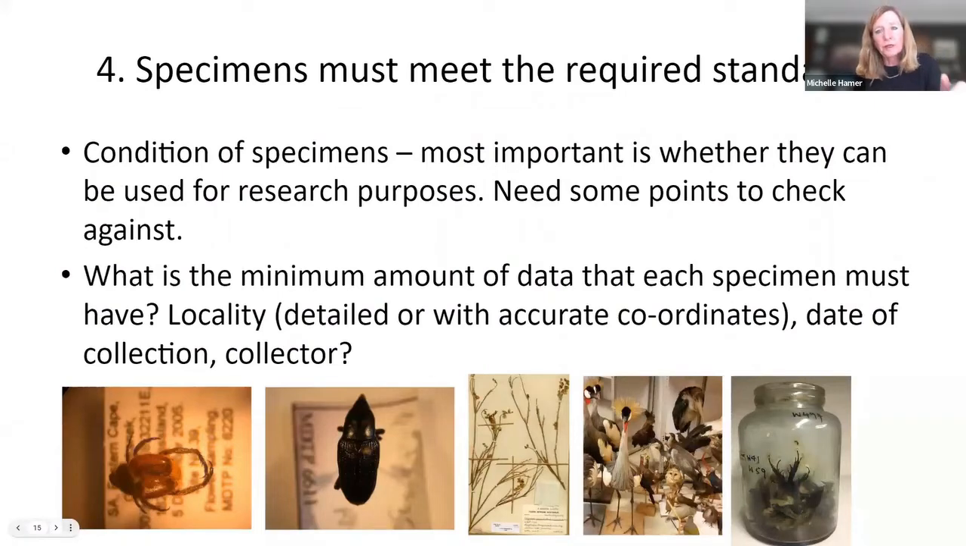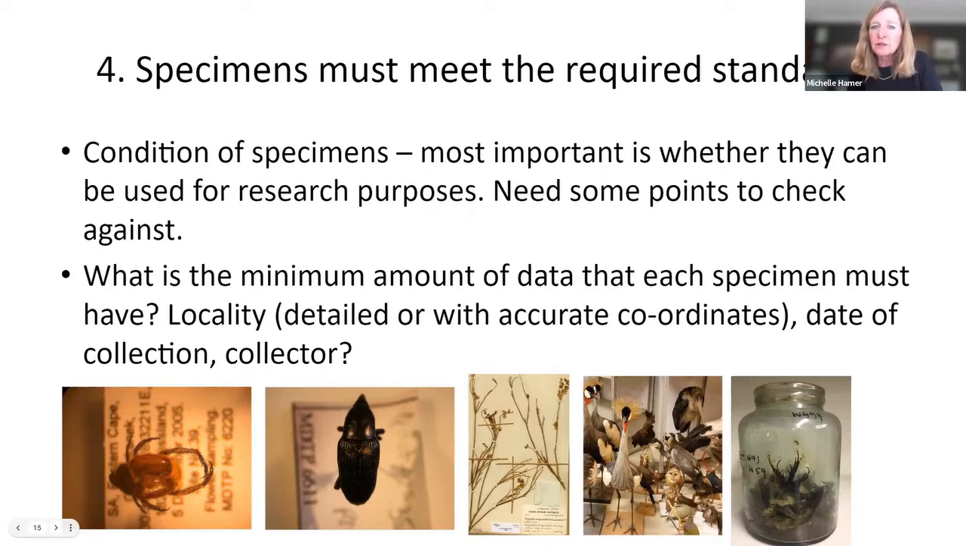And then the fourth point in the policy guidelines is about meeting the required standards. For this, it will really depend on the kind of collection that it is. What condition would you accept that the specimens are in? How broken can a herbarium specimen be before it's not usable for research purposes? And then how much information do you need? And what kind of labels would you accept?